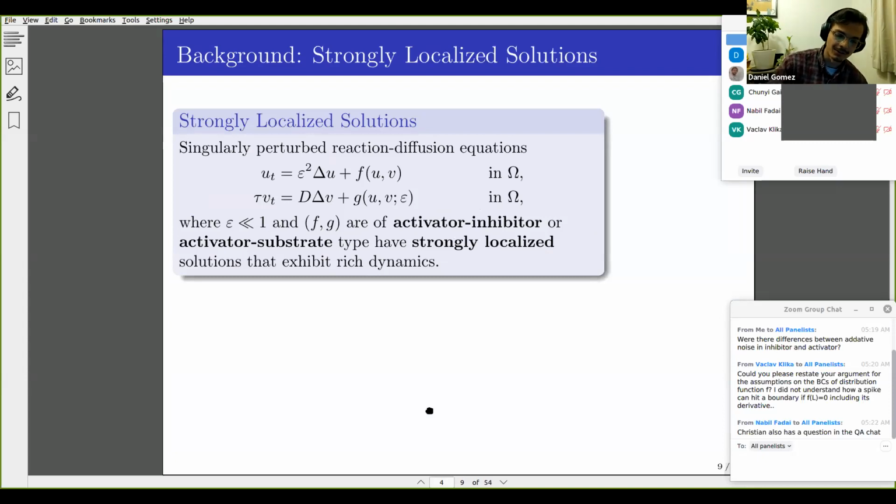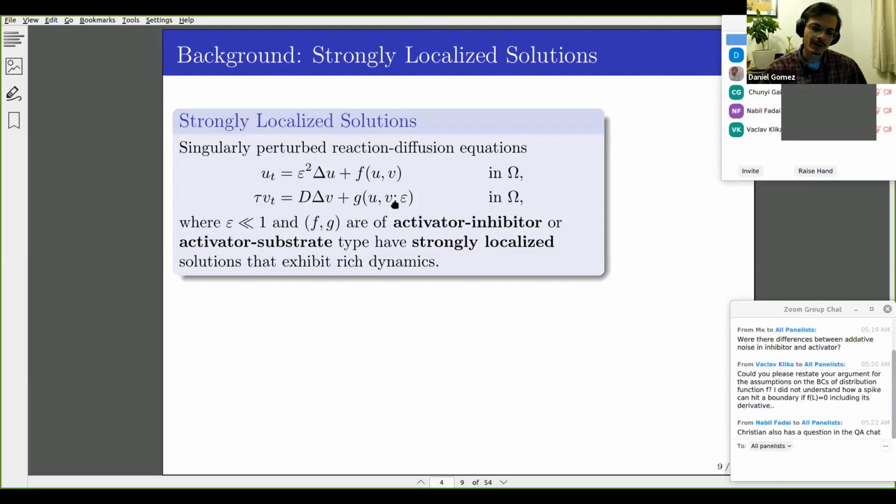I'll add just a few comments. There is a wide class of singularly perturbed reaction diffusion equations where, if your kinetics satisfy certain conditions, so if they're of activator-inhibitor or activator-substrate type, and the diffusivity of the activator is asymptotically small, then you have solutions that are called, quote unquote, strongly localized.